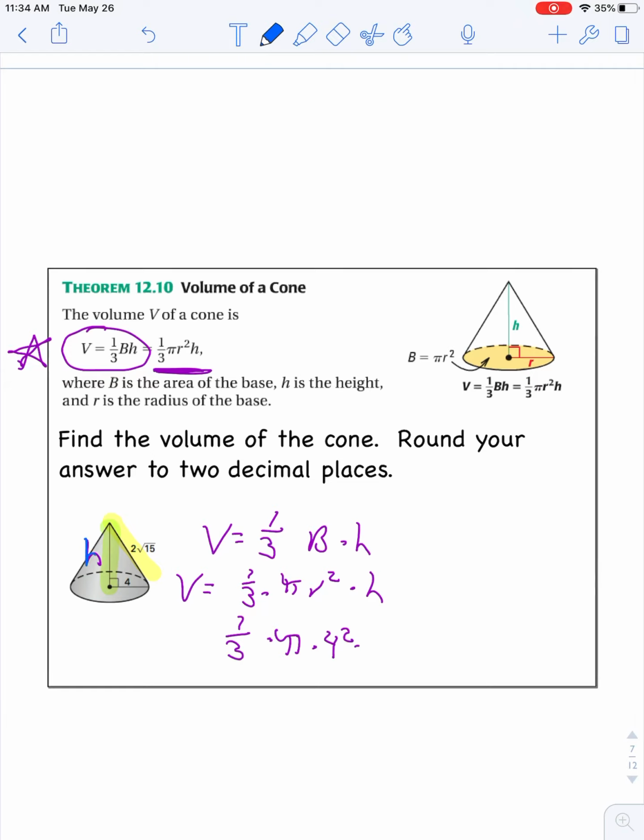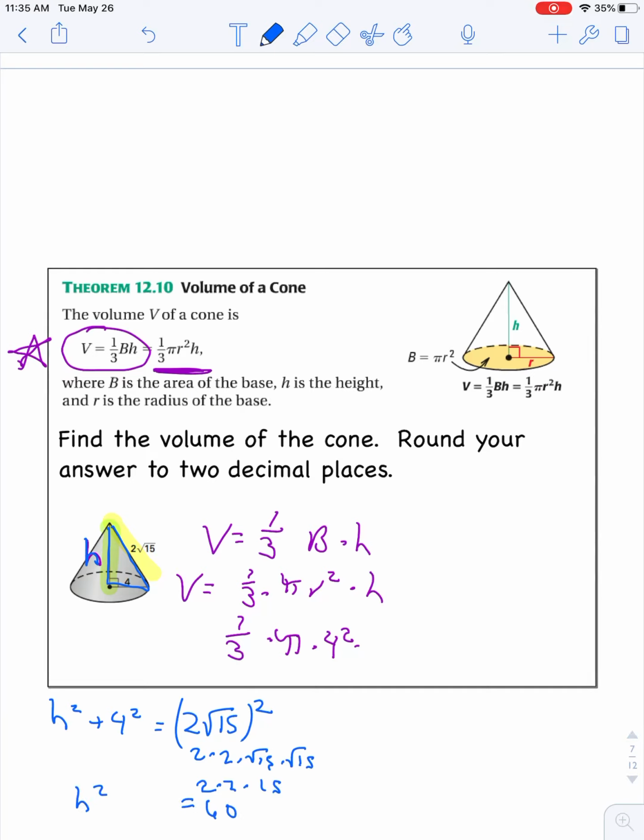Well, we can go back here and use the Pythagorean theorem because this is a right triangle. So h squared plus 4 squared equals 2 square root of 15 squared. And don't get a decimal for 2 square root of 15 squared, because when you multiply 2 square root of 15 times 2 square root of 15, you get 2 times 2 times the square root of 15 times the square root of 15. Well, square root of 15 times the square root of 15 is just 15. So 15 times 4, or 60.